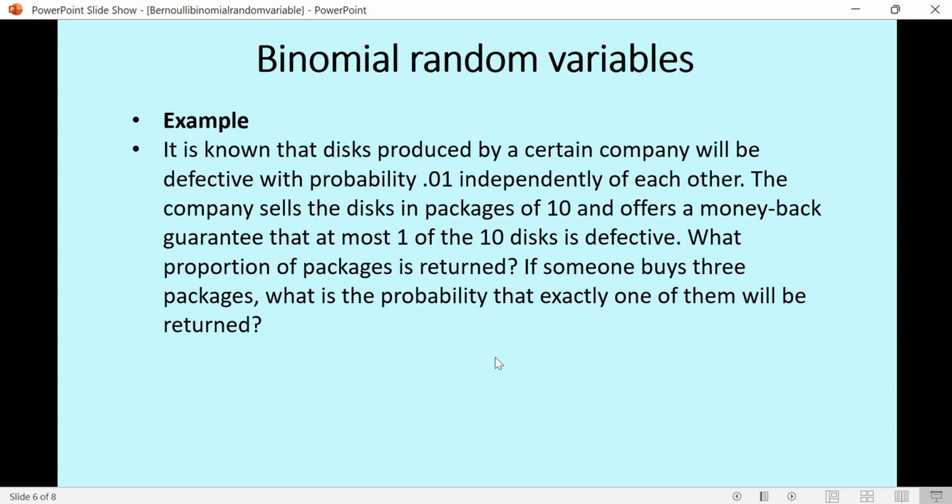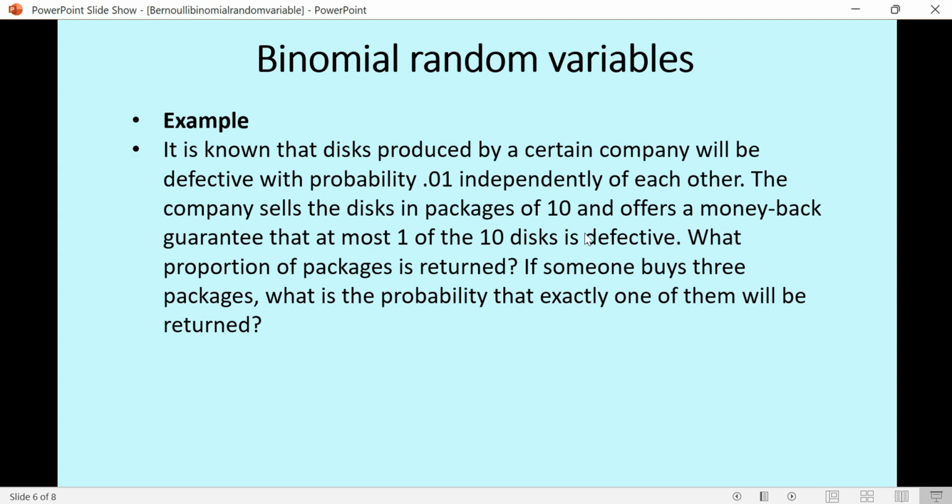So next we show an example using binomial random variables. It is known that disks produced by a certain company will be defective with probability 0.01 independently of each other. So this is the success rate, about 1% for each disk in the long run. The company sells the disks in packages of 10 and offers a money-back guarantee that at most one of the 10 disks is defective.